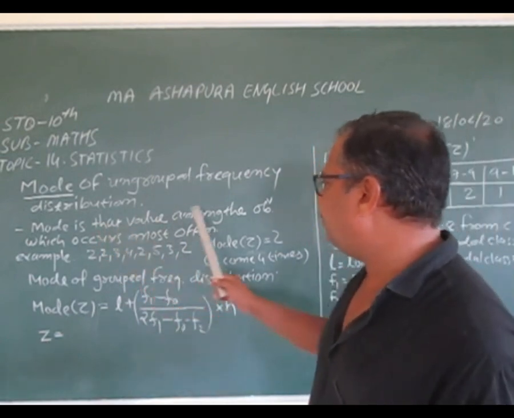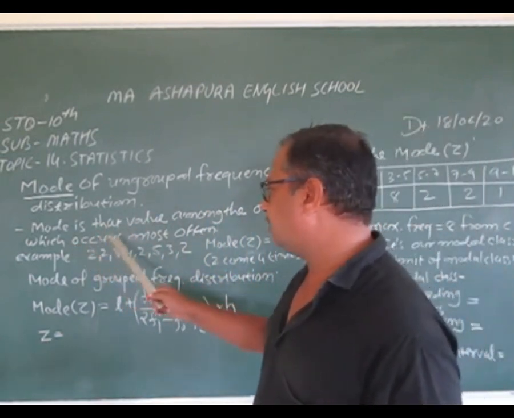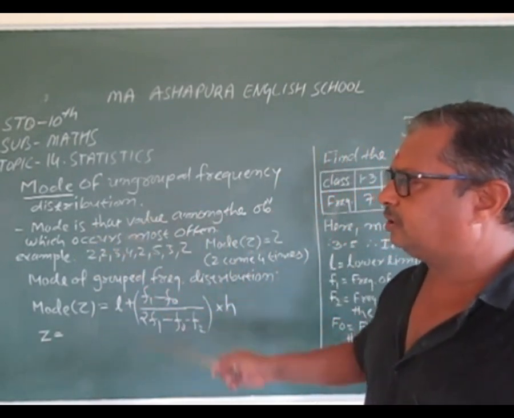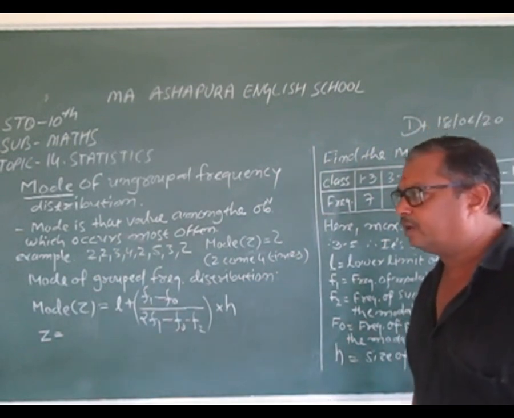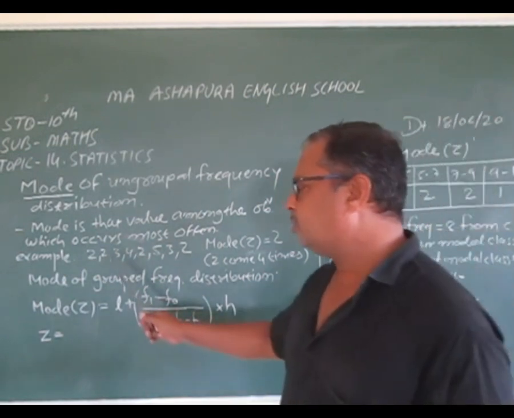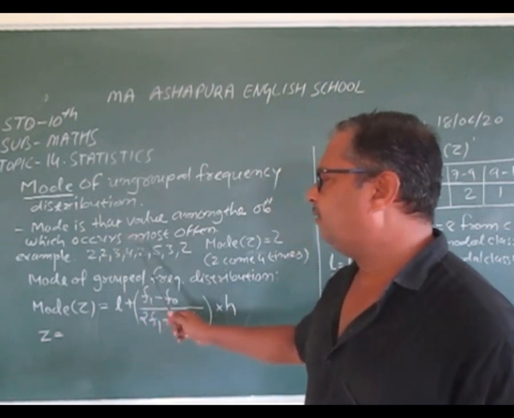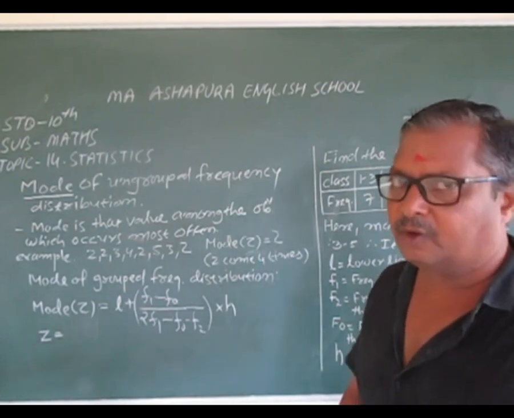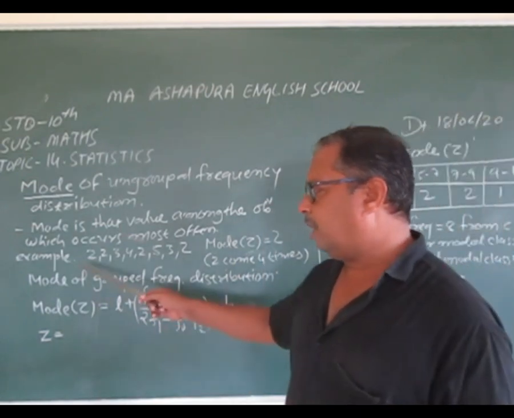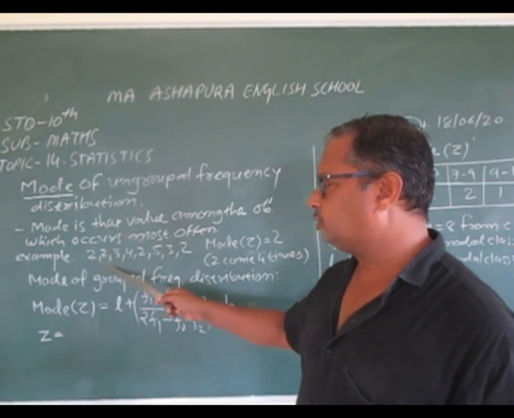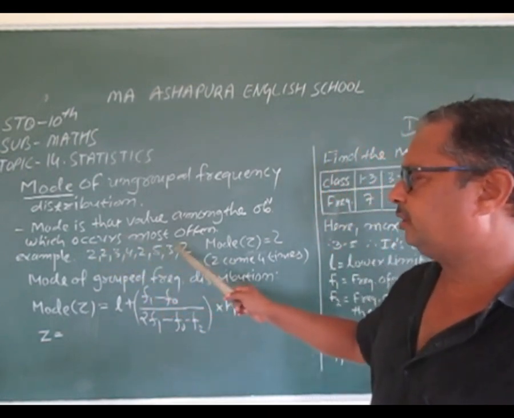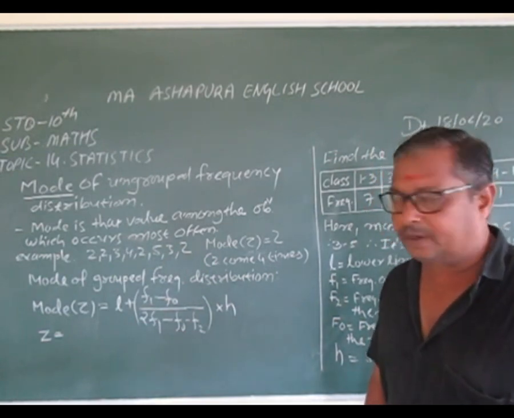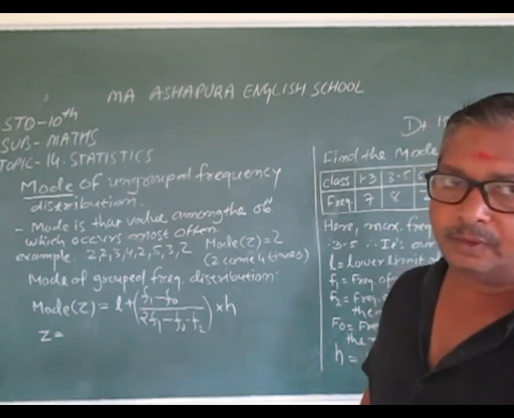Mode is that value among the observations which occurs most often. For example, we have 2, 2, 3, 4, 2, 5, 3 and 2 as our given observations. Here a total of 8 observations are available. Now we find the mode.